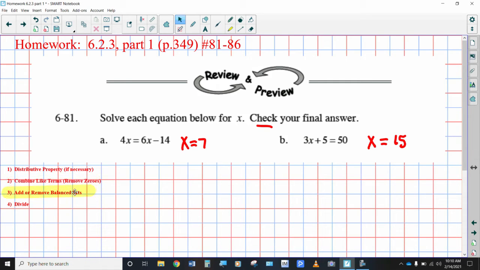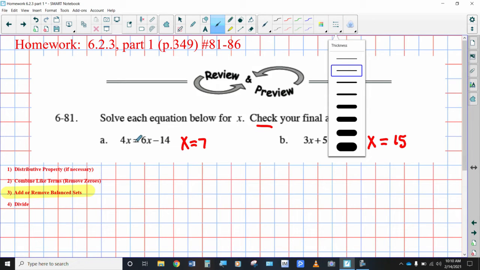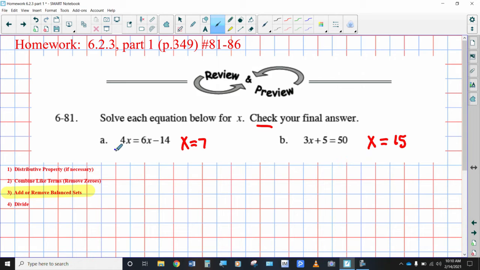So now we move to adding or removing balanced sets. And so I typically start with my x's. I choose to collect them on the side with the greatest number of x's. So I can take away 4 x's from each side. That cancels everything out from the left side and leaves me with 2 x's minus 14 on the right side. Now I will try to get my 2 x's all by themselves by adding 14 to each side. That cancels this out, leaving you with the 2 x's and a 14 on this side.